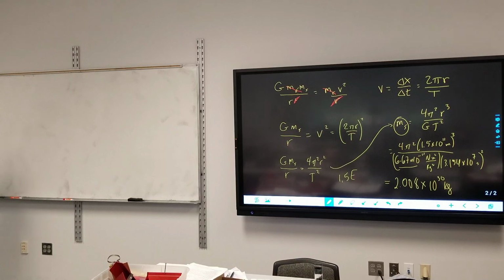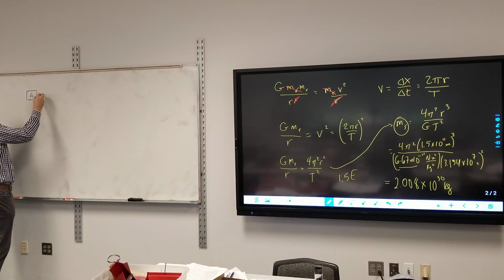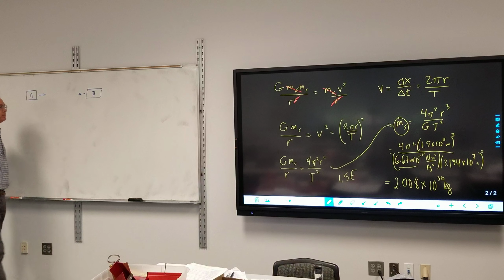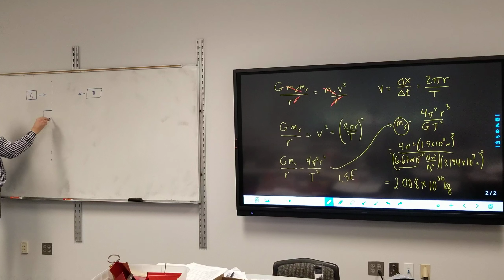Hoping this will not devolve into a read-my-mind exercise. I have two objects, A going to the right, B going to the left. They are going to collide, just say at that point right there. That is where they collide. They move a little bit, eventually they will separate at this point.